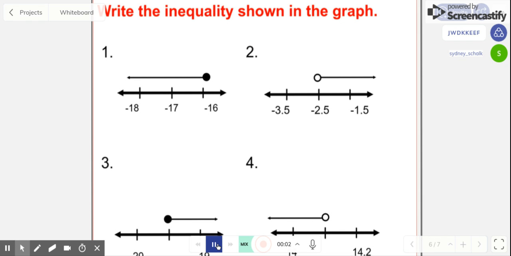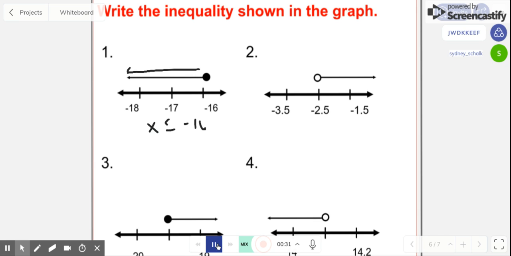So now we're actually going to work backwards. If we're given a graph, we're going to write the inequality from the graph. So of course we need a variable. I have my x, and now we need to decide which inequality symbol. Well, I'm seeing that it's anything to the left of negative 16, so anything less than negative 16. It also has that closed circle. Well, since it has that closed circle, it's anything less than or equal to negative 16.